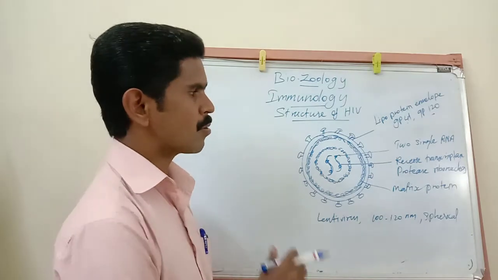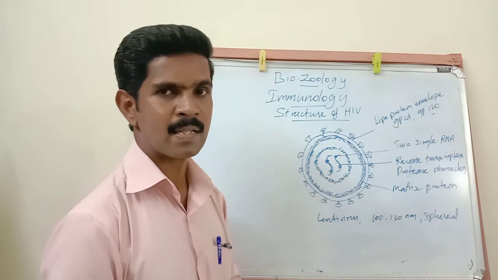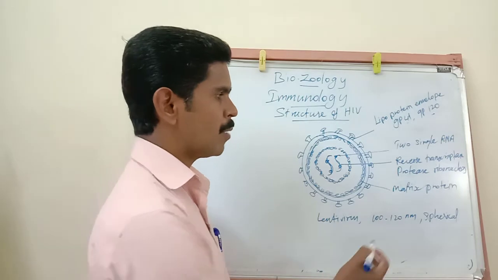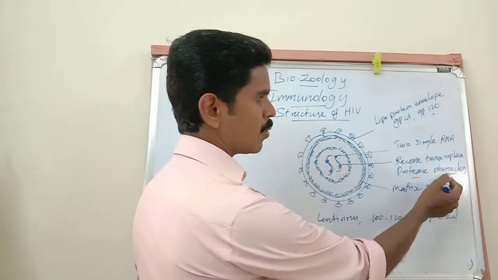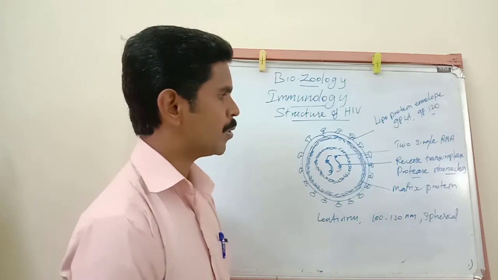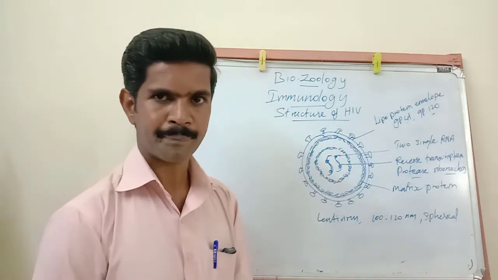One enzyme is called reverse transcriptase. This reverse transcriptase is attached with the RNA. The second enzyme is called protease and the third one is called ribonuclease. So, reverse transcriptase, protease and ribonuclease are the three enzymes present in this HIV virus.